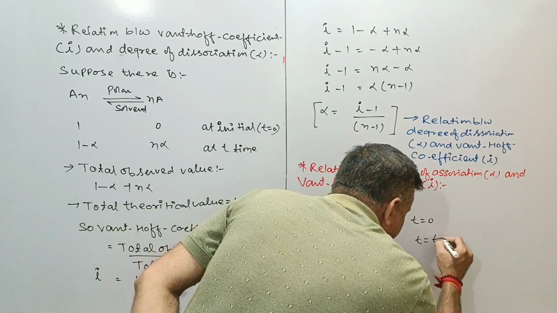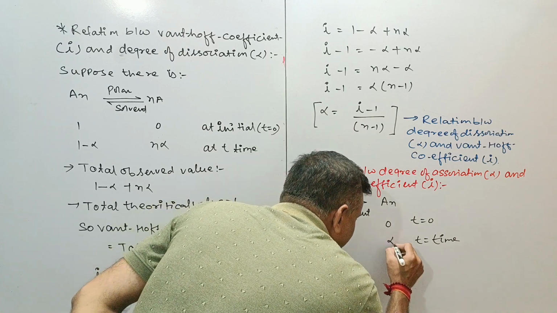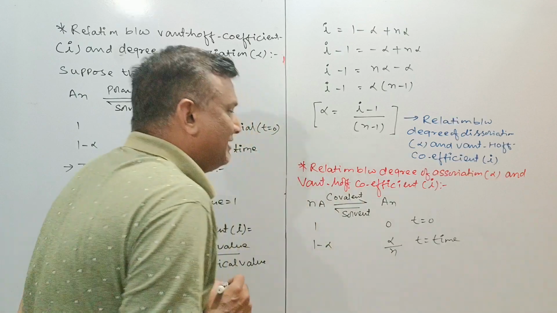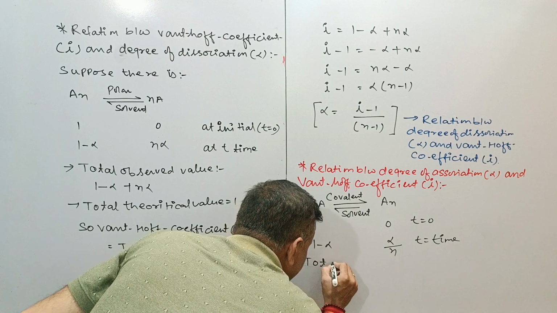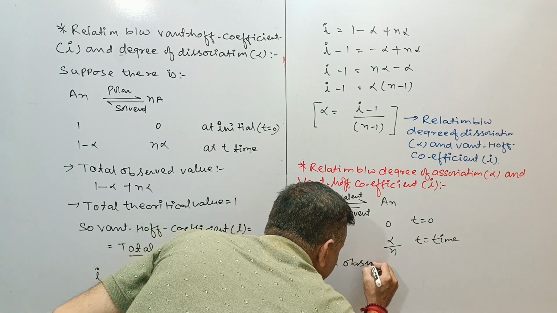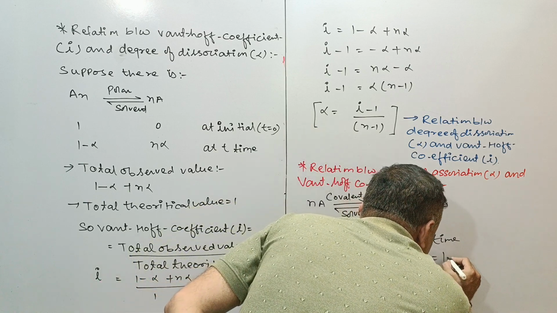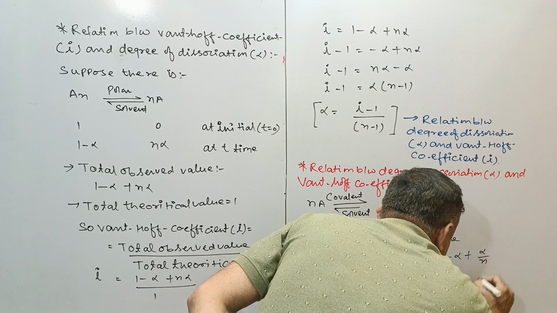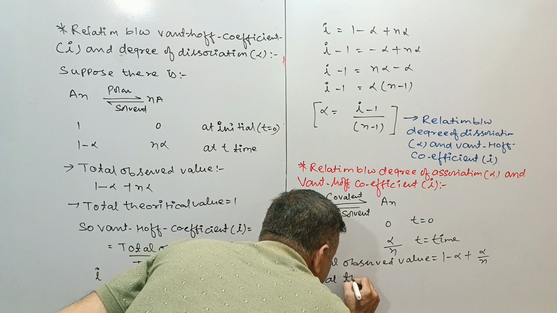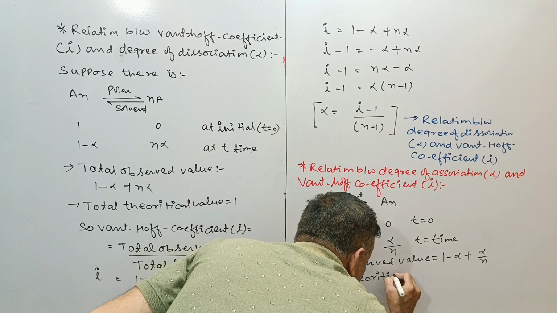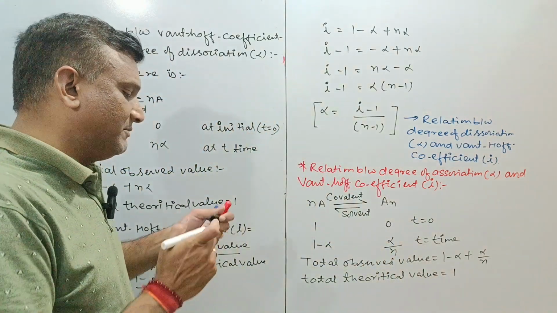At time t, there will be 1 minus alpha, and here alpha for 1, and for n particles it will be alpha by n. In particular, the total observed value is 1 minus alpha plus alpha by n, and the total theoretical value is 1. Now what about the Vant-Hoff coefficient?